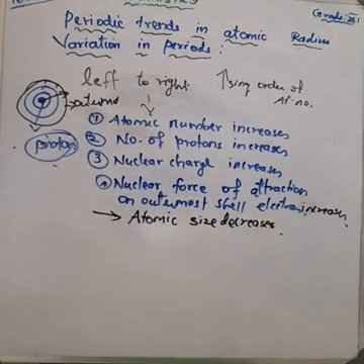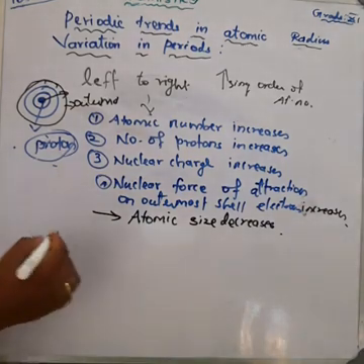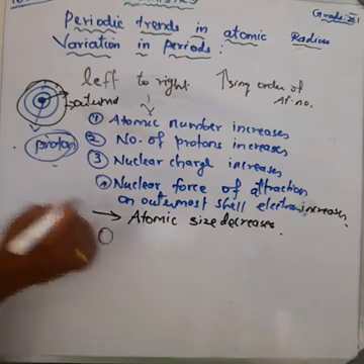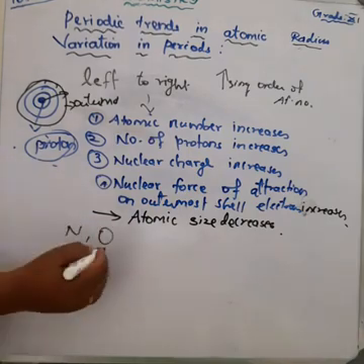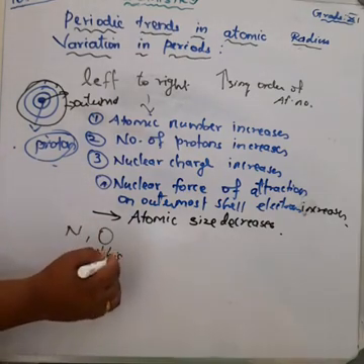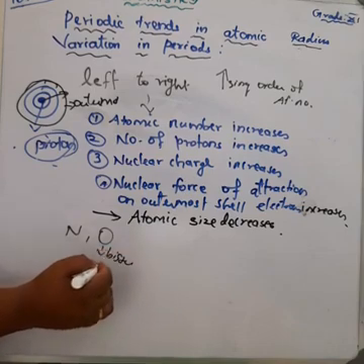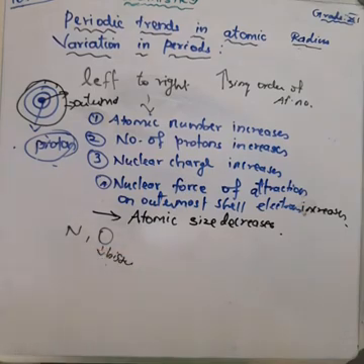Let me see our question. What is the question? Oxygen lies to the right of nitrogen in the periodic table. So the size of the oxygen atom is bigger than the nitrogen atom, smaller than the nitrogen atom, or equal to the nitrogen atom. Which one is correct? Let's see now.